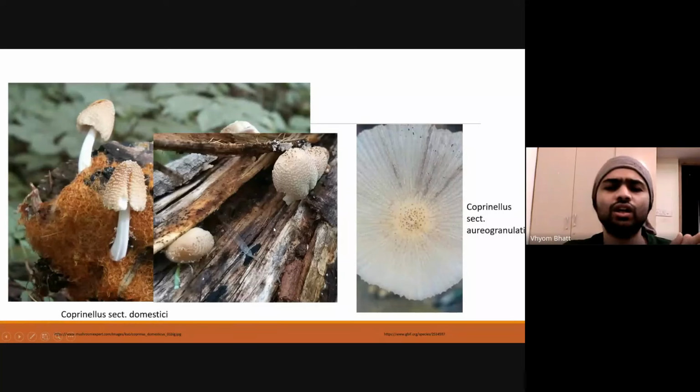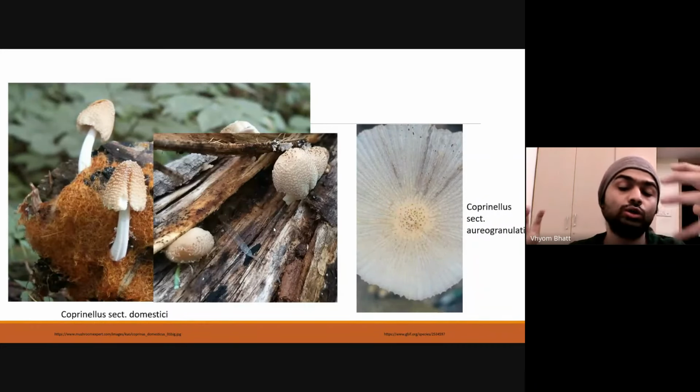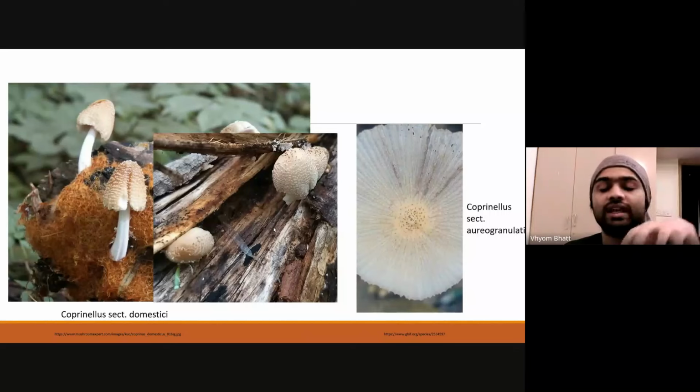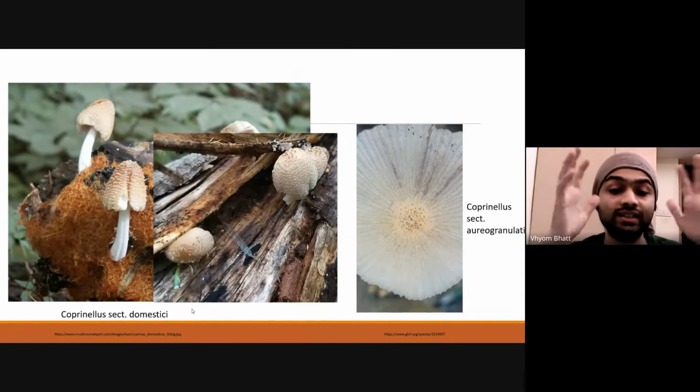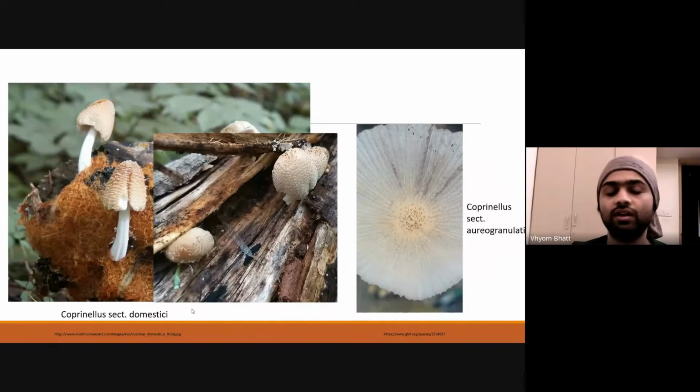From genus to species, there is a special part in between, which is the section, which talks about a lot of species with common characteristics, like you group them together. So if you see Coprinella section Domestici, it does not mean that this species name is domestici. Since it is a section, the species comes in that section. It can have a different species name, but they all fall in the same category, section.